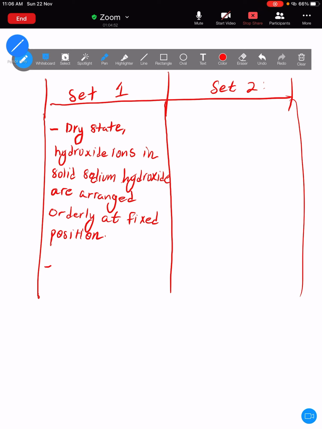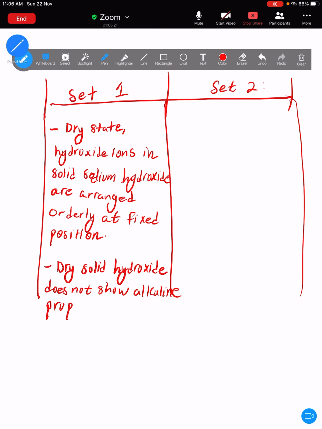So what? This causes the dry solid sodium hydroxide to not show alkaline properties. Yeah.